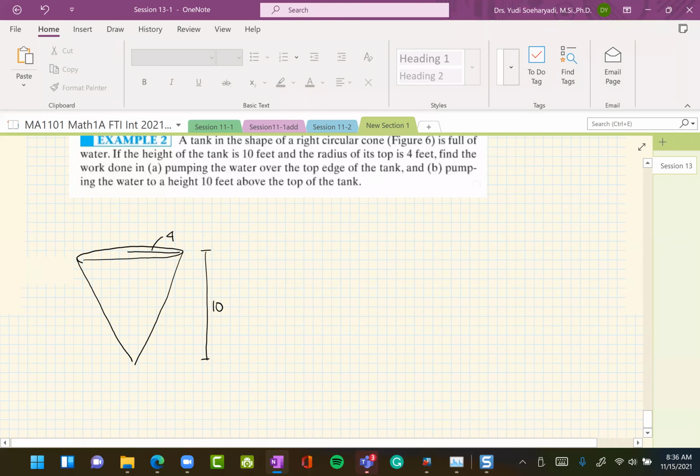All right, so here's the pump, and that's the spout. Water comes out of this. This is water, full of water. So just look at part A first. Later we will see part B.